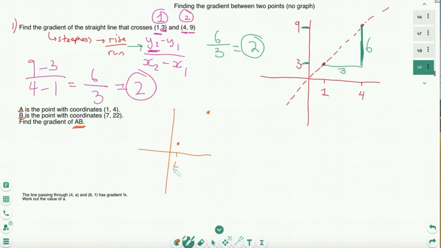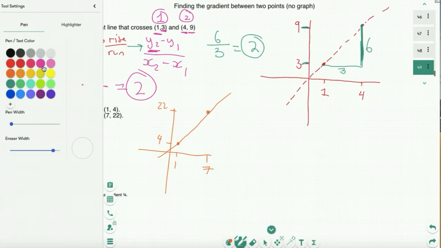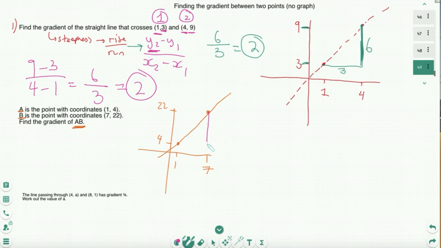So we can do our sketch method first. 1, 4, if you like. So this is good for visual learners. And then 7, 22 is here. And we have to find the gradient of AB, so the line between A and B. Same as before, we can draw our rise and run. Our rise is from 4 up to 22, which gives us a rise of 18. And our run goes from 1 to 7, which gives us a run of 6. So 18 over 6, rise over run, is 3.